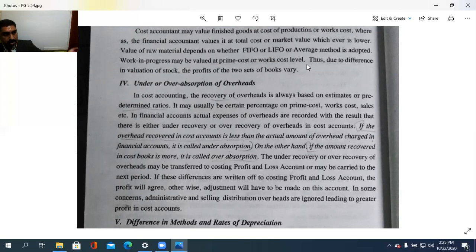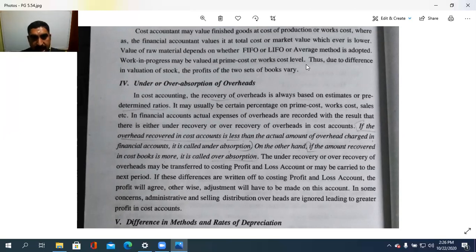നമ്മൾ കണ്ടതാണല്ലോ അല്ലേ? വർക്ക് കോസ്റ്റ് എന്തിന്റെ ആയിരിക്കും? ഡയറക്റ്റ് വേജസിന്റെ. സോറി, ഫാക്ടറി ഓവർഹെഡ്സ് എന്തിന്റെ ആയിരിക്കും? ഡയറക്റ്റ് വേജസിന്റെ ആയിരിക്കും. ഓഫീസ് ഓവർഹെഡ് വർക്ക് കോസ്റ്റിന്റെ ഒരു പർട്ടിക്കുലർ പെർസെന്റേജ് ആയിരിക്കും. സെല്ലിംഗ് ആൻഡ് ഡിസ്ട്രിബ്യൂഷൻ സെയിൽസിന്റെ ഒരു പർട്ടിക്കുലർ പെർസെന്റേജ് ആയിരിക്കും. അങ്ങനെയാണ് പറയുന്നത്. അപ്പൊ അതിനകത്ത് പറയുമ്പോൾ there may be less to be recorded, more to be recorded. അതാണ് ഓർക്കേണ്ടത്. So it may usually be certain percentage on prime cost, work cost, sales, etc.